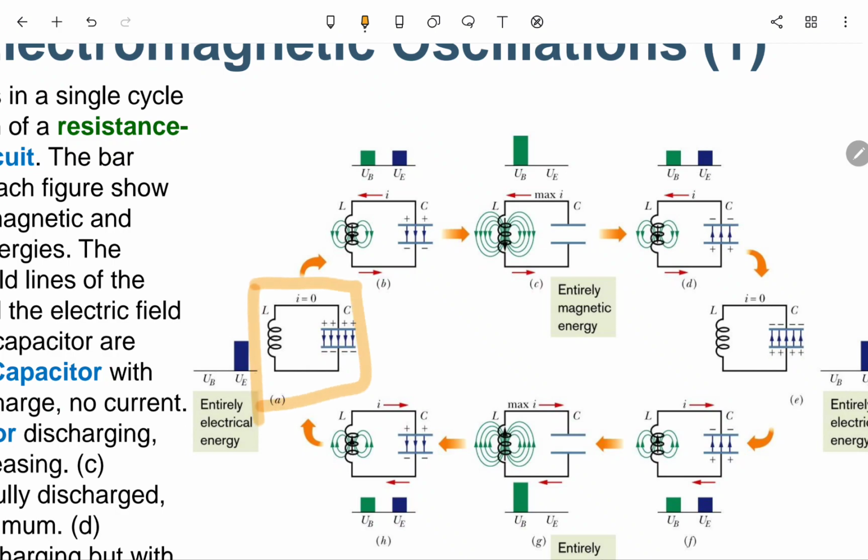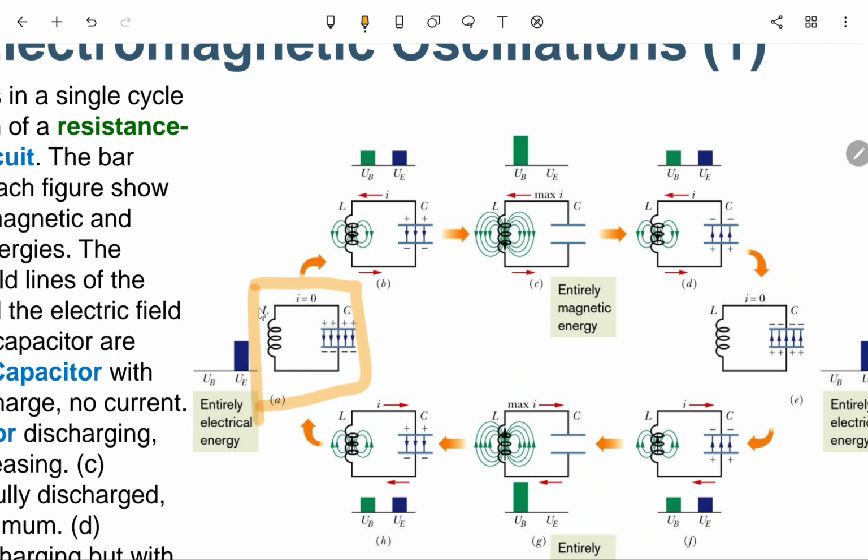In figure A, we have L and C, and without connecting any sources or any other elements, we only have L and C connected in series or in parallel. It doesn't really matter because it is just a single loop. You can consider this is series, or this is parallel. Anyway, we have an LC circuit.